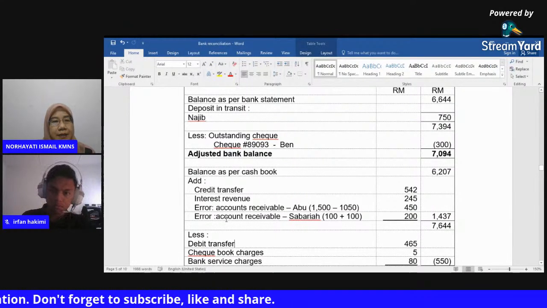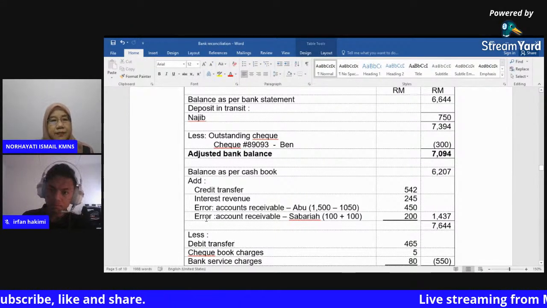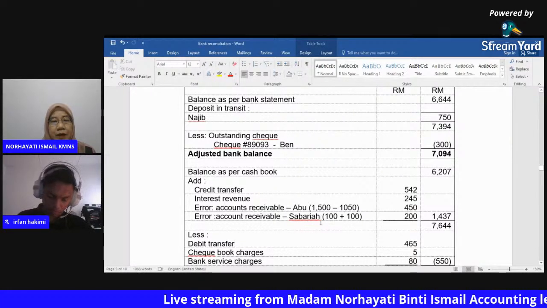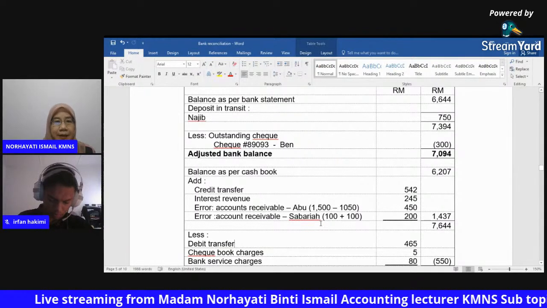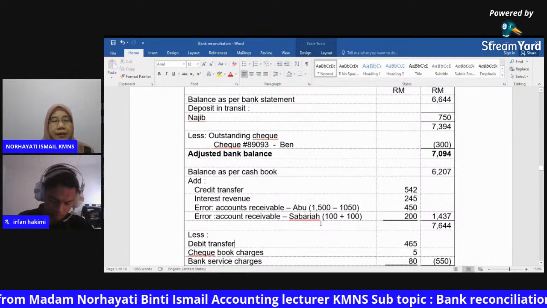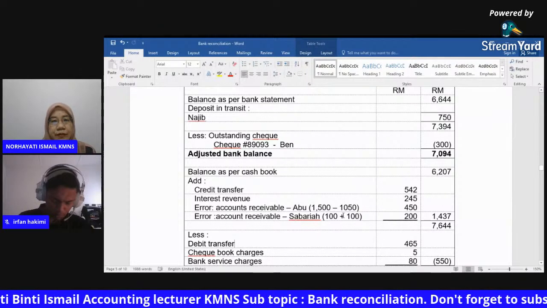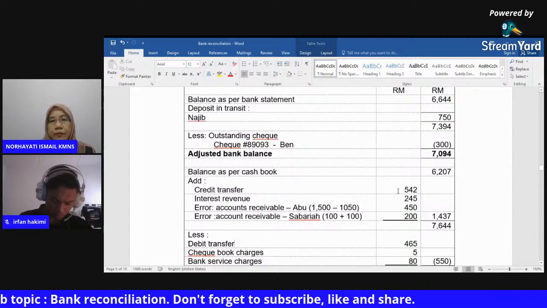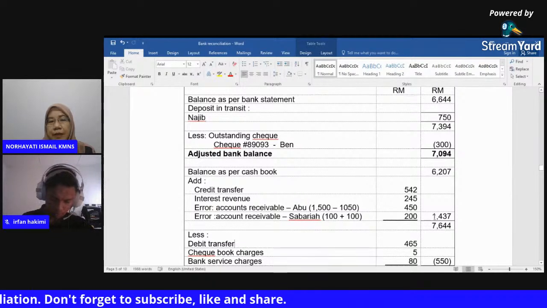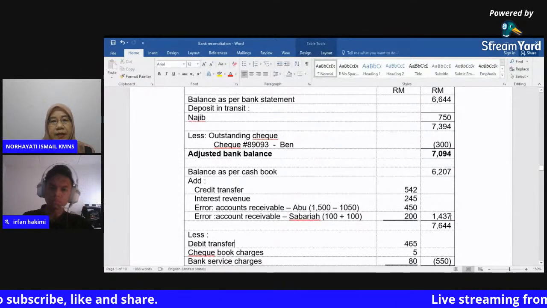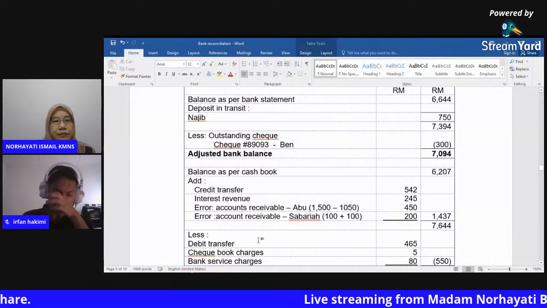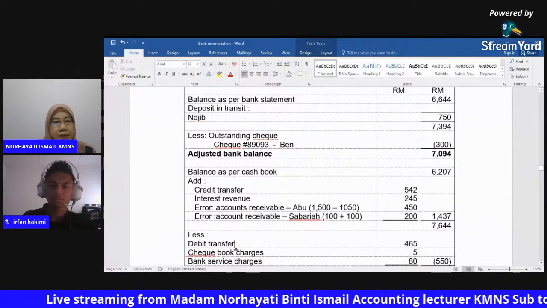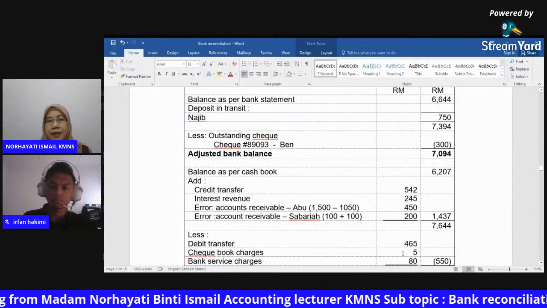Number last one, reversal error or reverse error for the account of Sabaria. The amount 100 should be recorded in the debit side, but in the cash book had been recorded in the credit side. We should double the amount and you get 200. So the total for check that received 1,437, and then less for the payment. The payment that we have made, debit transfer, checkbook, and bank service charges.